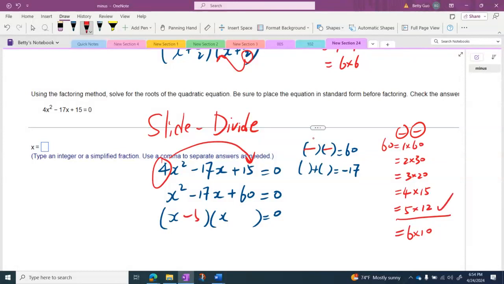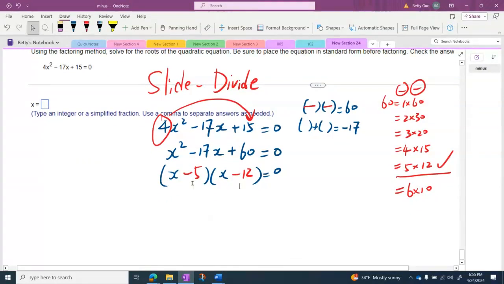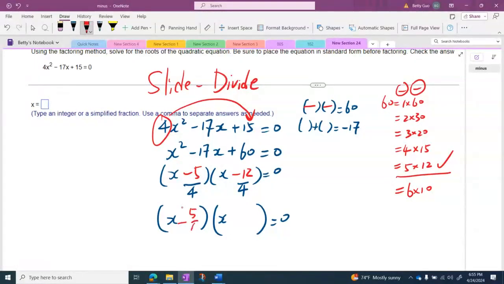Negative 5, negative 12. Make sure to double check your answer. Negative 5 times negative 12 equals 60. Negative 5, negative 12 add up to negative 17. And then we divide both numbers by the original leading coefficient 4. And we are going to simplify the fractions here. Negative 5/4. This is negative 3.